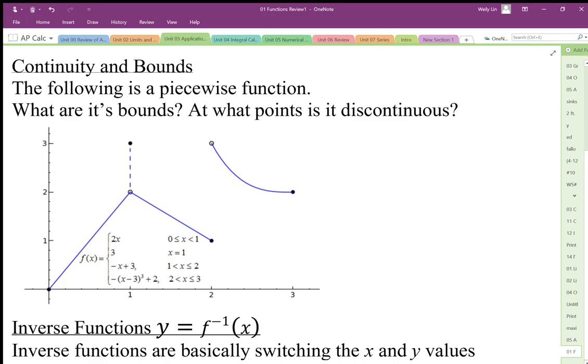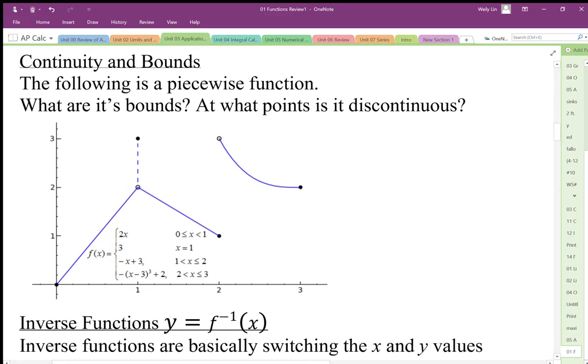So one thing we're interested in calculus is this idea of continuity and bounds. Bounds just represent what variables are part of our domain and range. In this case here, our bounds would be, we start at 0. It looks like we have this point is a hole, so it's what we call discontinuous there. But we still have that part of our domain. So that value of x equals 1 still represents part of our domain.